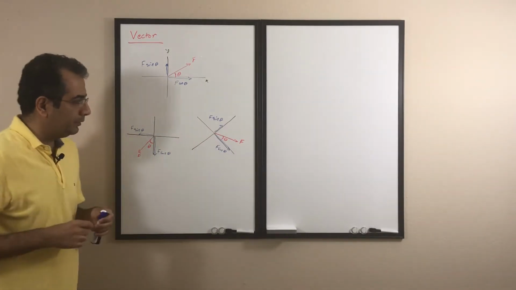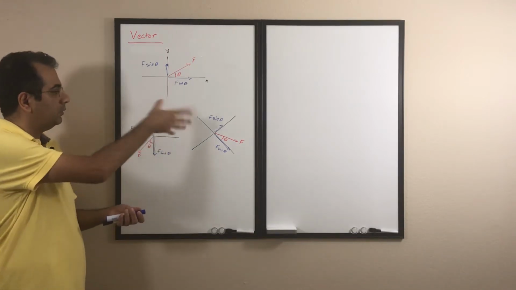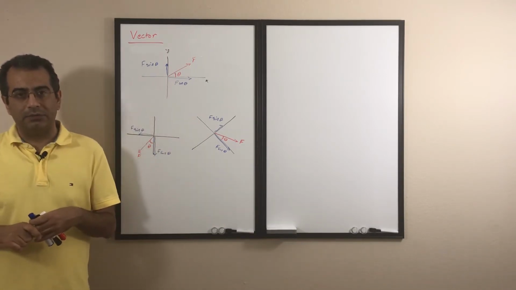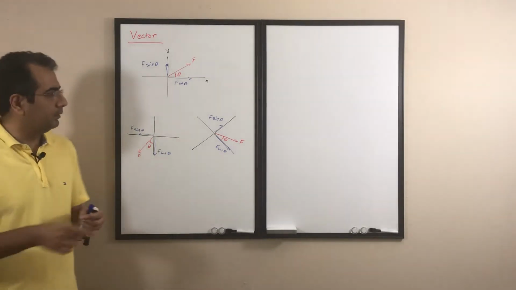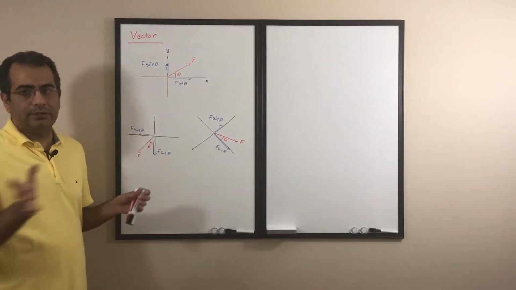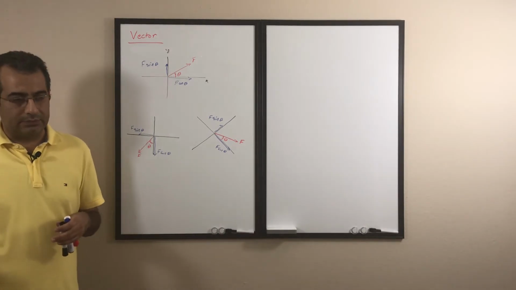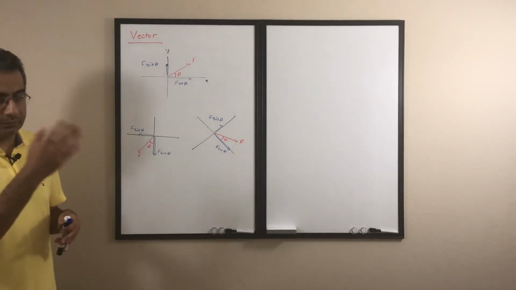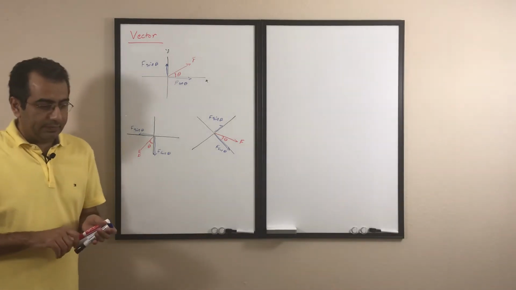So if you have a 2D problem, the very first thing you need to do is find the components in the x and y direction, and then start from there and work with scalar values, positive and negative. Everything positive in x is positive, everything negative in x is negative. The same for the y direction: everything positive is positive, everything negative, y is negative.